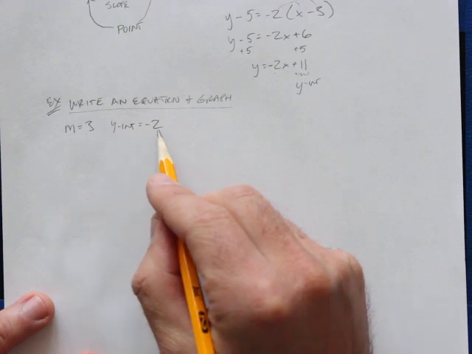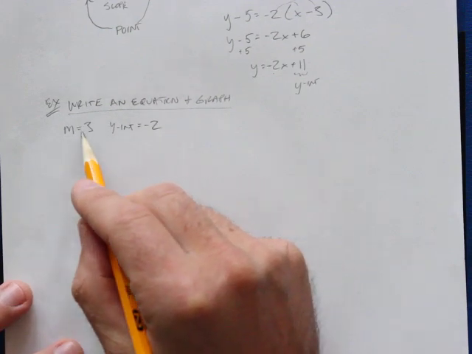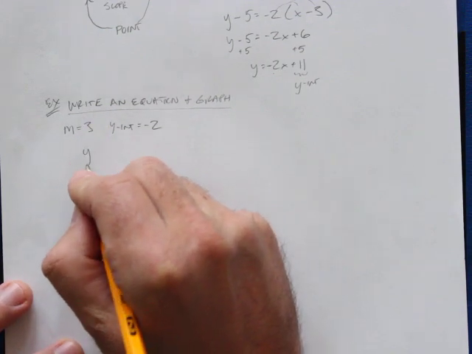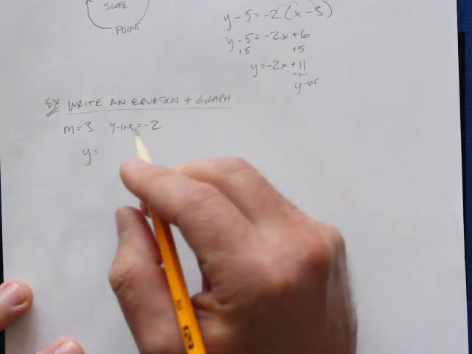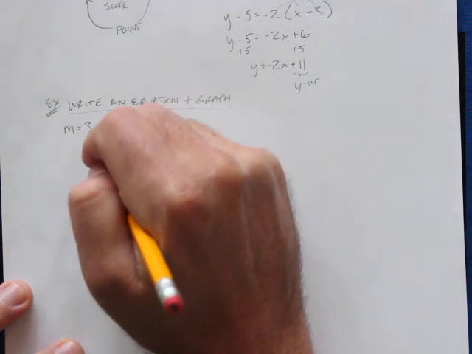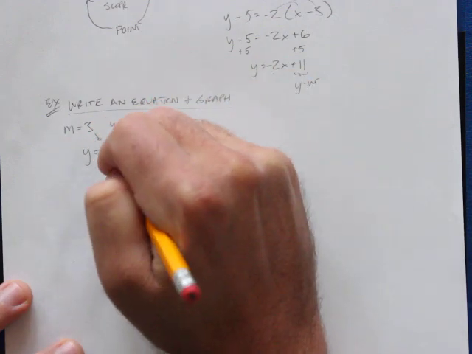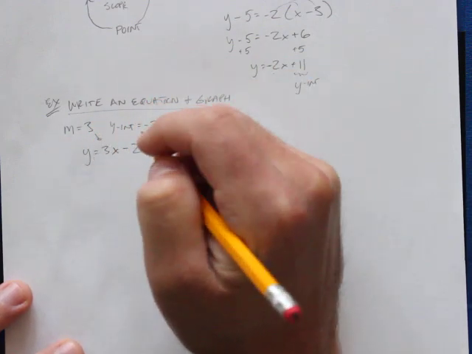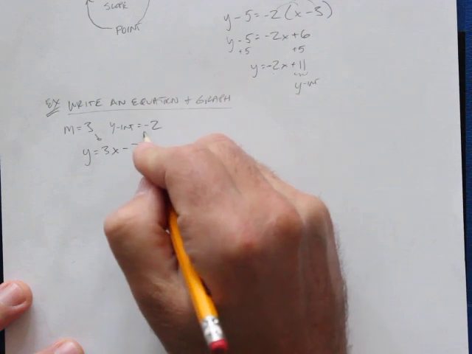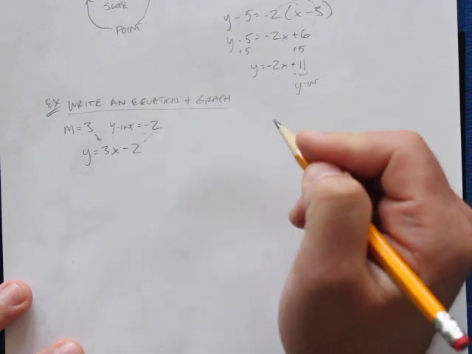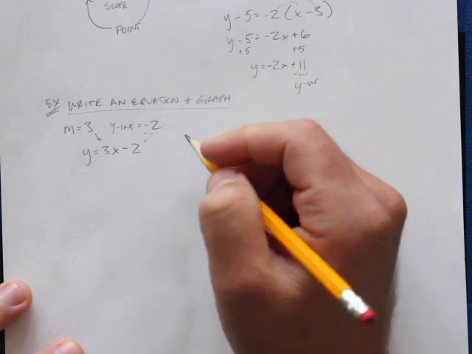Y-intercept is -2. So I've got this information, so I can write my equation in slope-intercept form. Y equals 3, that's my slope, x minus 2. My y-intercept is -2, so -2.